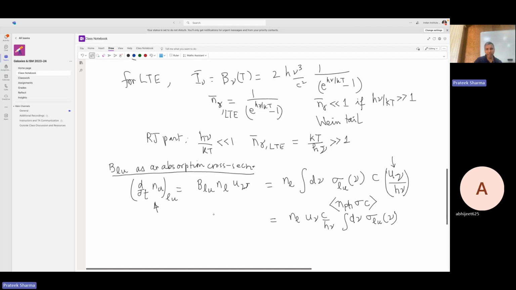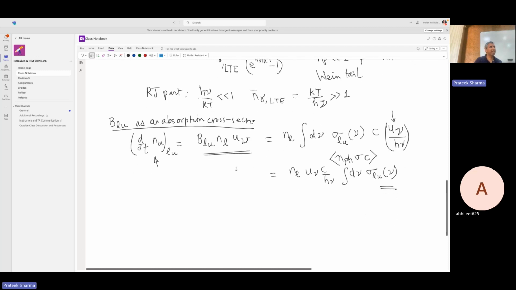Just by comparing this and this, we can write sigma_LU in terms of B_LU, right? B signifies the efficiency with which absorption happens, how efficiently the electrons in level L go up, get excited. So by reading it off, we get B_LU equals c by h nu times the integral of d nu sigma_LU(nu).